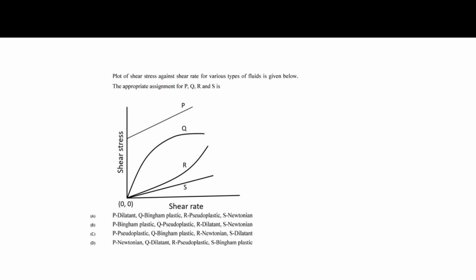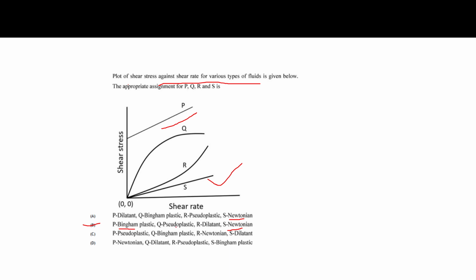Plot the stress against the shear rate for various types of fluid in the given options P, Q, R, S. When there is a straight line, this will be the Newtonian type of behavior. So Newtonian type of behavior is in between these two. After some stress, the material will behave like a Newtonian type. Then it's called Bingham plastic. So the right answer should be this.